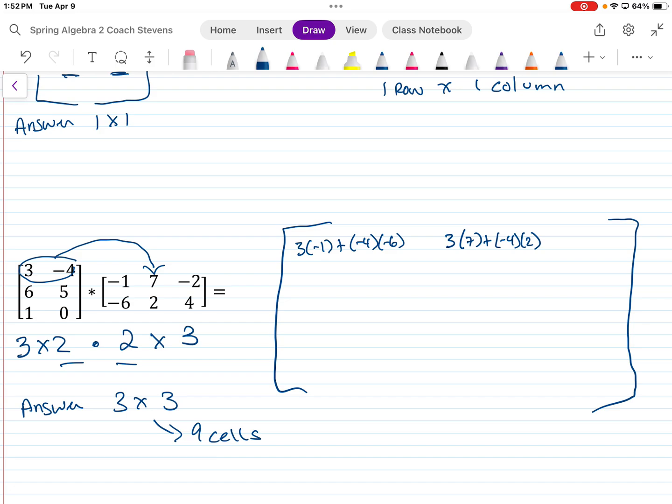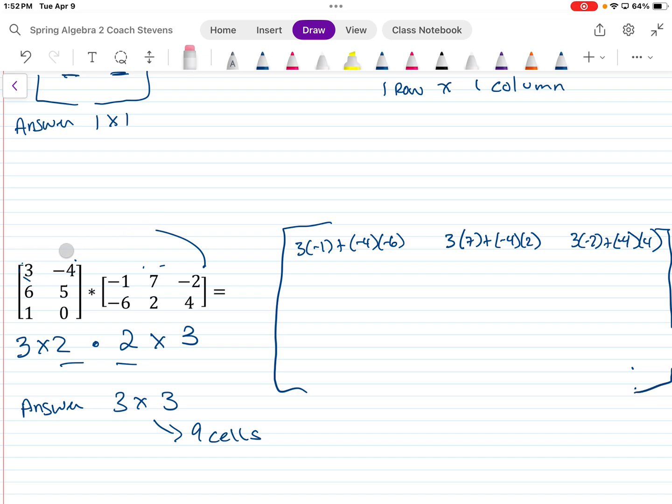And then the last one, we would do 3 times -2 plus -4 times 4. I didn't go out far enough to squeeze it in there. All right, so there is my top row. Now I've got to follow suit with the rest of these.